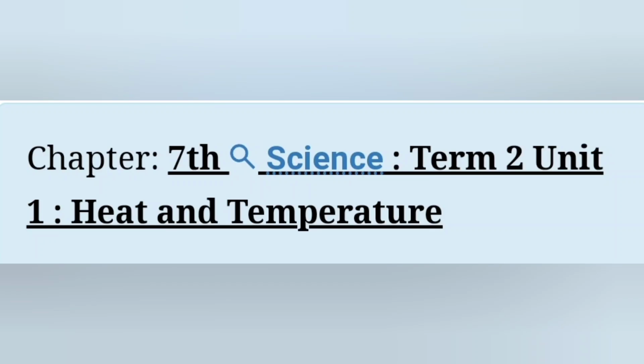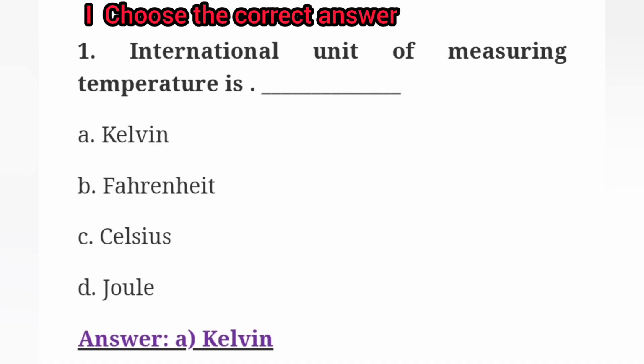7th standard science term 2 unit 1 lesson, heat and temperature, and the lesson on the book back answers. First Roman letter, choose the correct answer. First one, the international unit of measuring temperature is dash. Option A, answer Kelvin.